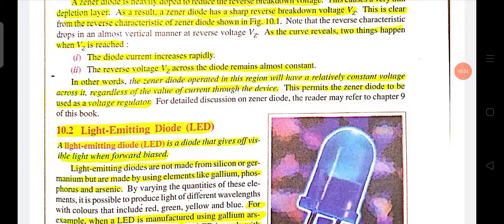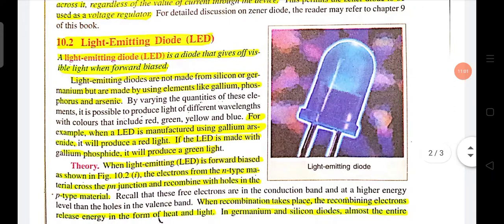Since it is termed as 5 volts, it doesn't allow the voltage to increase above 5 volts, but at that time the current can increase heavily, while the voltage cannot be increased above 5 volts. Okay, so this voltage control operation is called voltage regulation. And now let's see the light emitting diode.